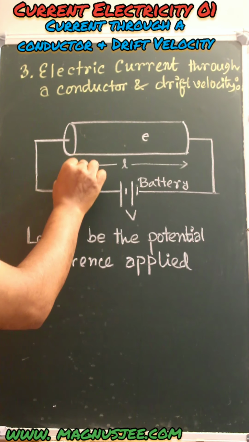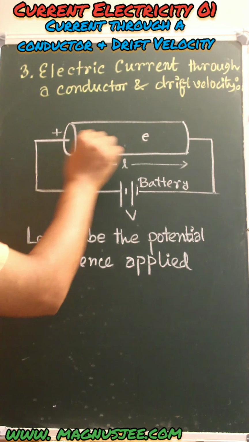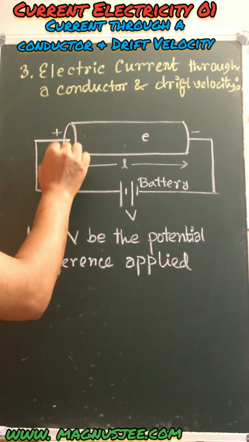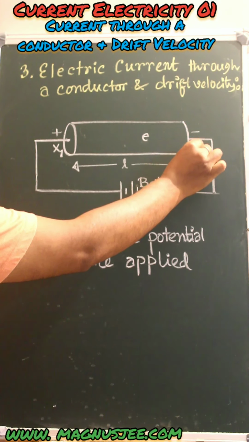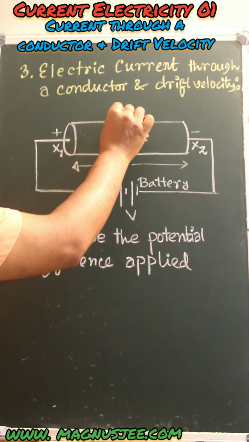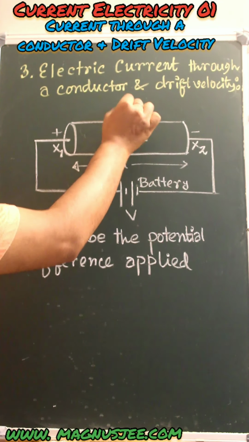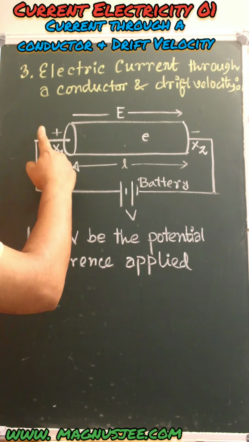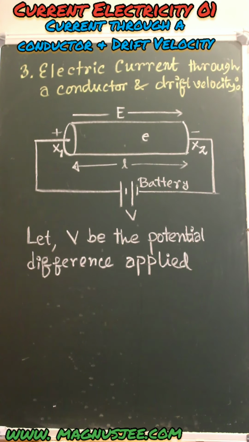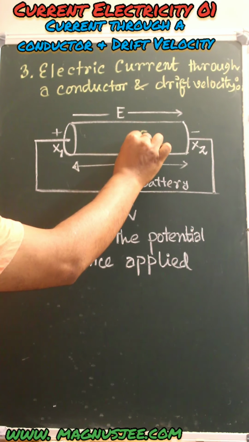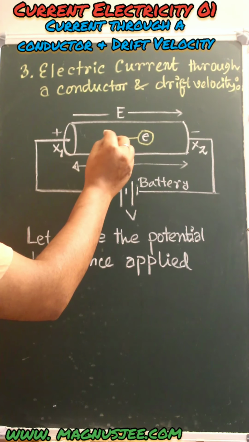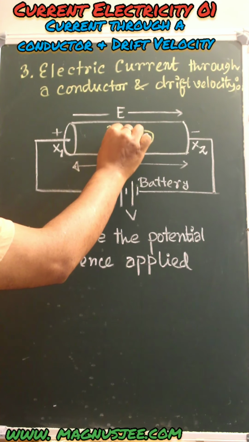L is the length of the conductor x1, x2. This end is the positive end and this end is the negative end. That means x1 end is the positive end and x2 end is the negative end. After connection with the battery, the electric field intensity acts towards the negative end, and this is a free electron which will be accelerated towards the positive end of the conductor.